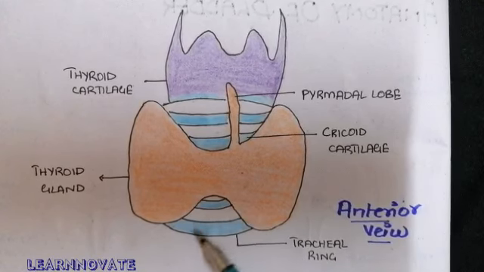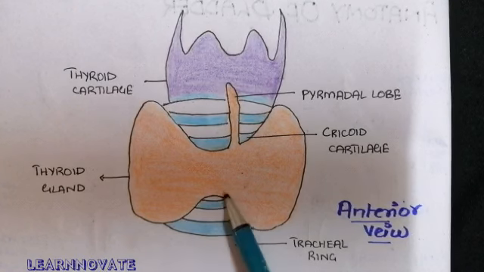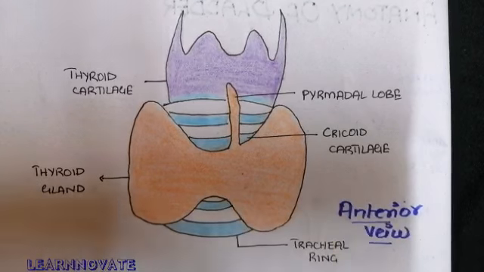Now coming to the blood supply, nerve supply and venous drainage. But before discussing the nerve and the vasculature, we are going to discuss another gland that is related with the thyroid gland, the parathyroid gland.